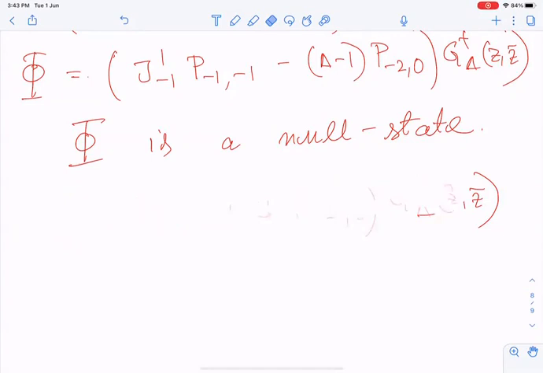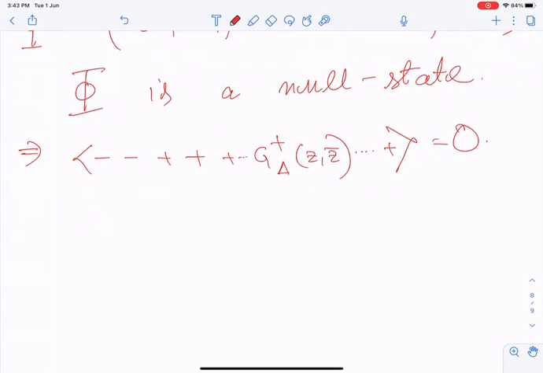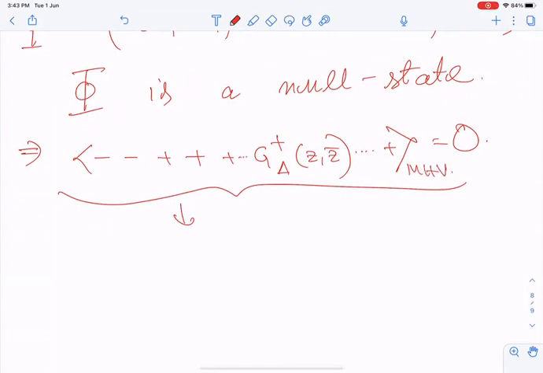Okay, so this is a null state, and this in particular means that, this has this form, plus plus plus any number plus, must be zero. So this is essentially an insertion inside an amplitude. This tells you that this is basically the first constraint.